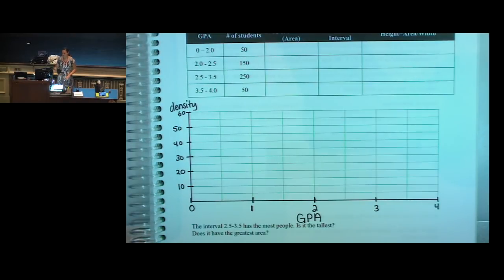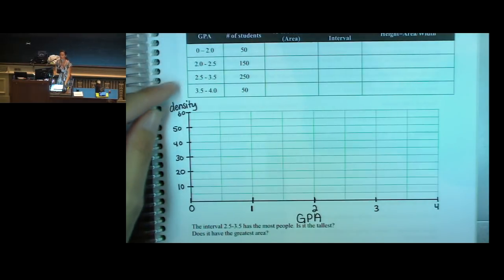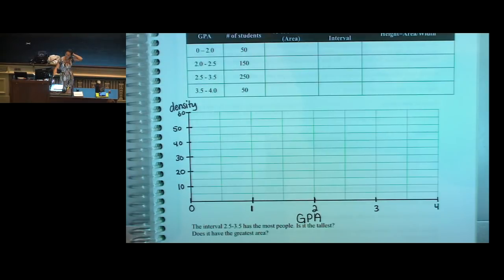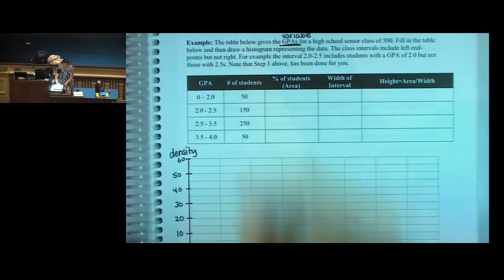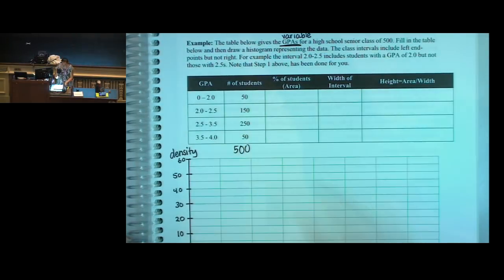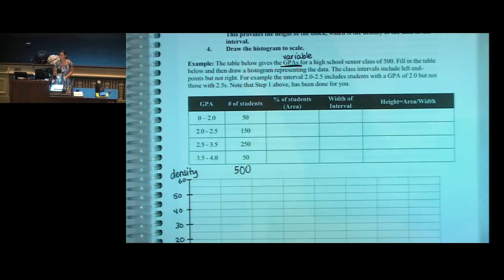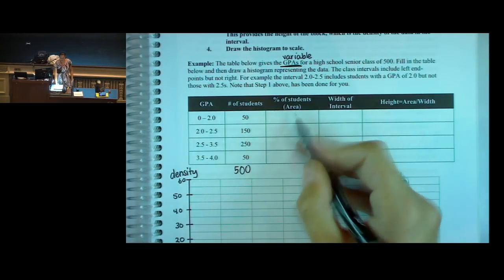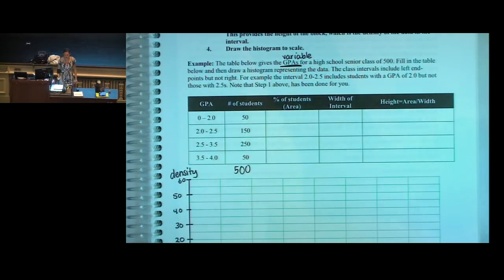There we go. So that's me giving this to you guys. And we need to figure out, we have 4 intervals. They gave us the intervals, so we're going to have 4 blocks on our histogram. So we know there's 500 students total, right? They told us there's 500 students in the class. And we want to know what percent of students got within each interval.